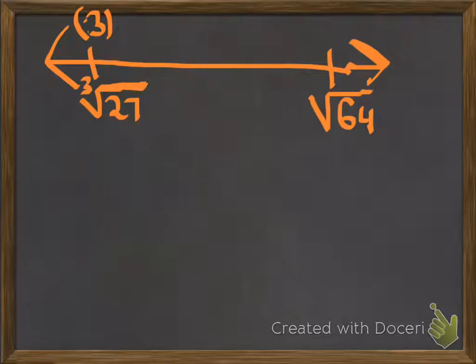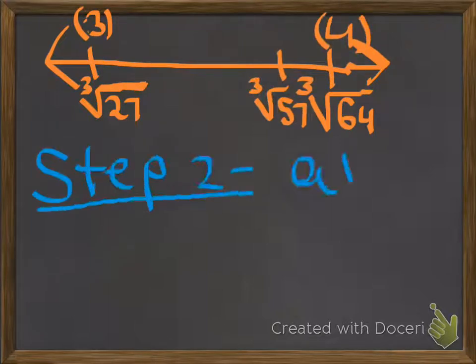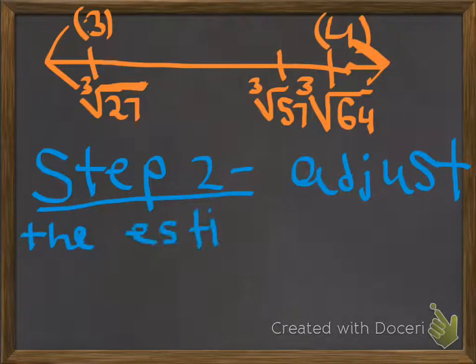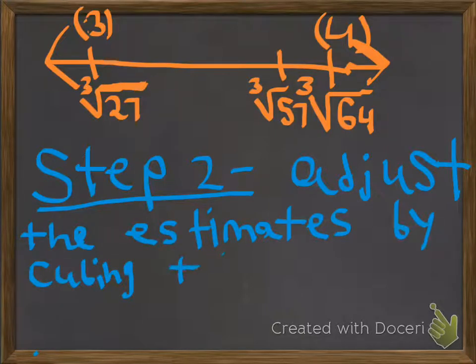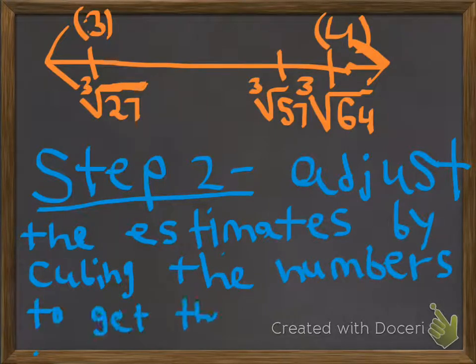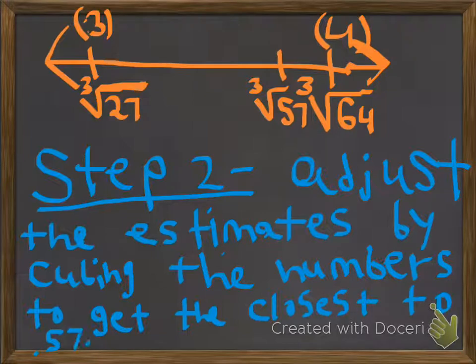So as we mentioned, the cube root of 27 and the cube root of 64 are placed on the number line, which are the 2 closest perfect cubes. The cube root of 27 is 3, and the cube root of 64 is 4. Now, step 2 is to adjust the estimates by cubing the numbers to get the closest to 57. In this step, we have to see that the cube root of 57 for this example is closer to 4 than 3.